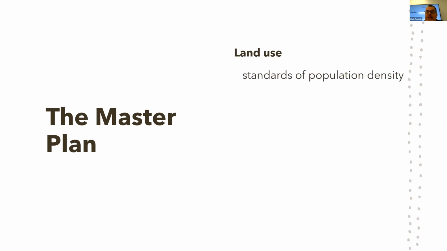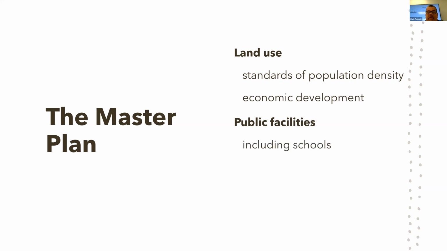Master plans control land use, standards of density, how many houses per acre you can put in, economic development. If Amazon comes in and wants to build a warehouse, where's the city going to guide them to? Those are questions the cities ask. Public facilities, libraries, schools, things of that nature. Civic centers, utilities, how are they going to get power and water where they want to go? Those are all things that master plans do.